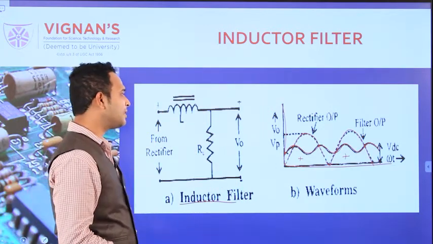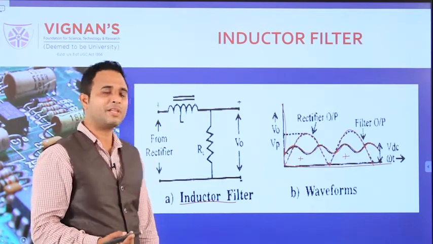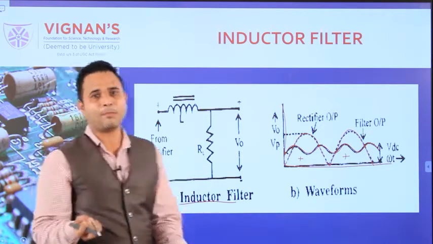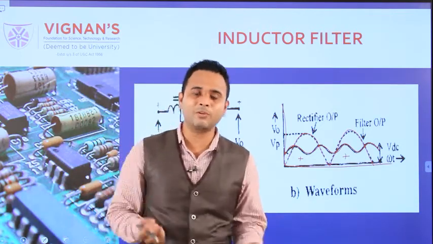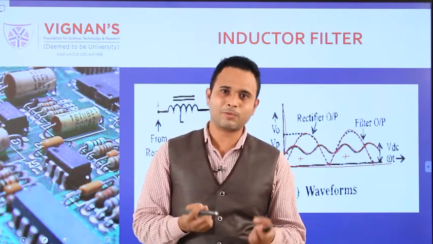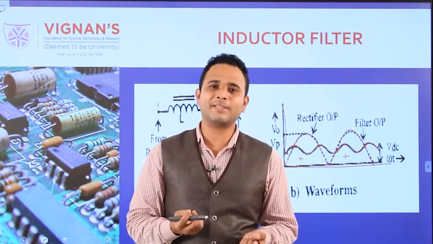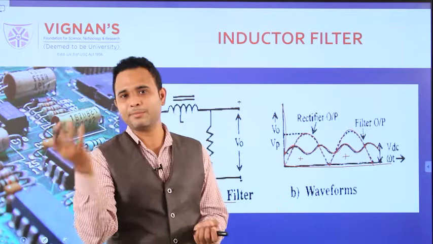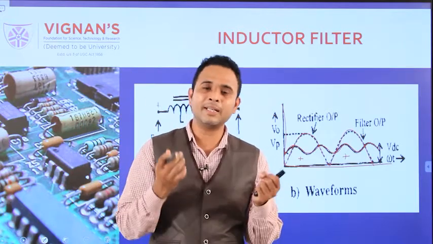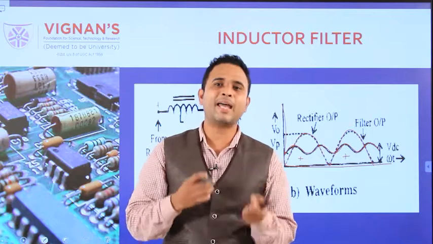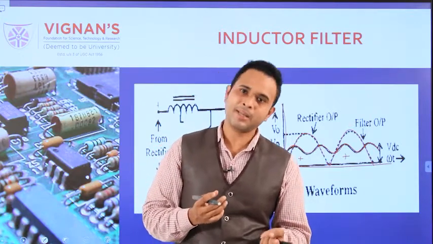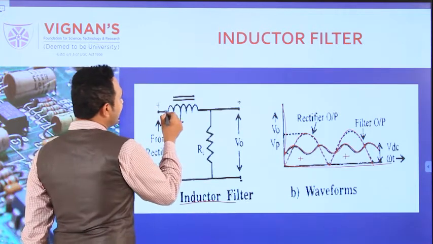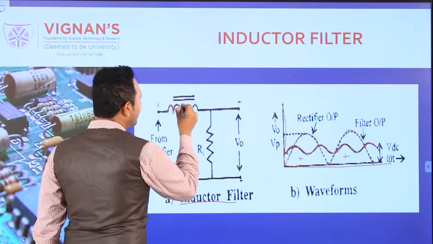How will this constancy come? The input of the filter has the ripple component also. So here we have to know about the ripple factor. What is meant by ripple factor? Ripple factor is AC by DC. We have to eliminate the AC and we need the DC. That's why the ripple factor should be as low as possible. For that, we are connecting the inductor in series.